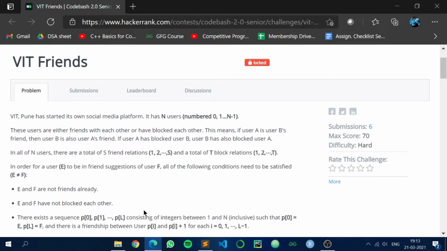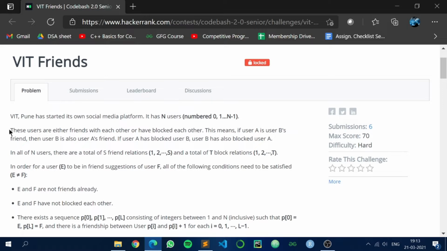The problem states that VIT Pune has started its own social networking site where there are n users. These users can either be friends with each other or have blocked each other. This means if a user A is a friend with user B, then user B is also a friend with user A. There is a bidirectional relationship. Similar goes with the blocked relationship. As soon as you read these two statements, immediately you realize that we'll be using graphs to solve this problem.